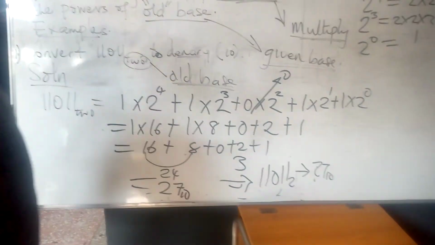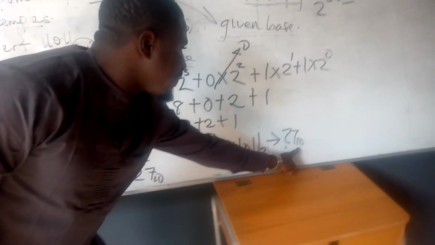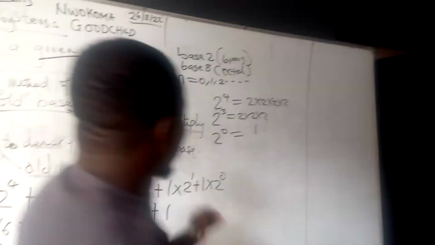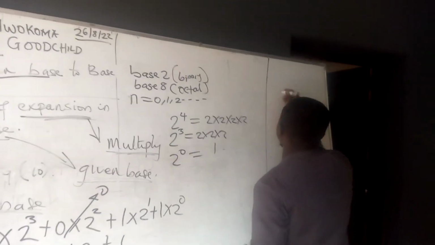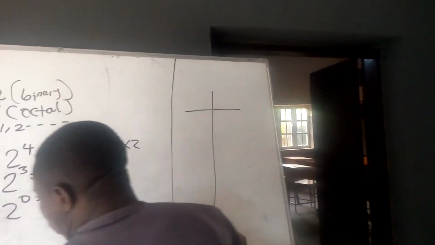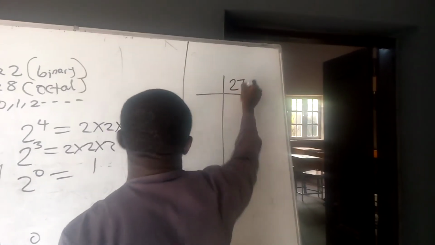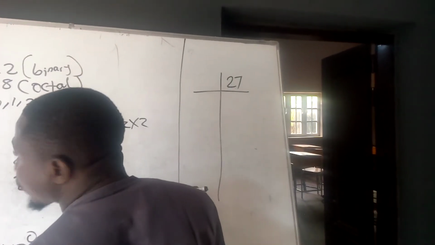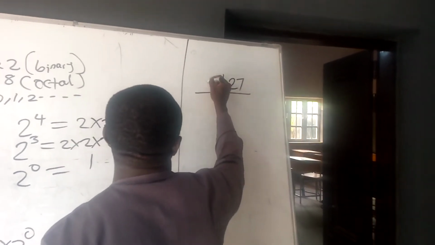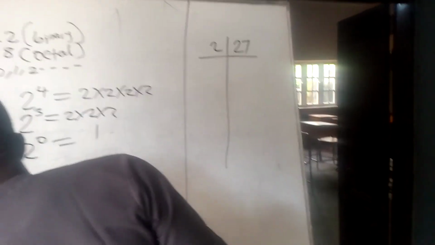Okay, let me prove this. If I divide this by 2, I'm still going to get this. Let me show you. If I want to prove this now, to see if we are going to get the same thing, I have 27 from the last class. What we did from the last class, we have 27 divided by 2. Let's see if we are going to still get this.